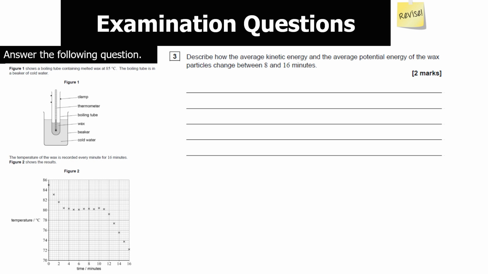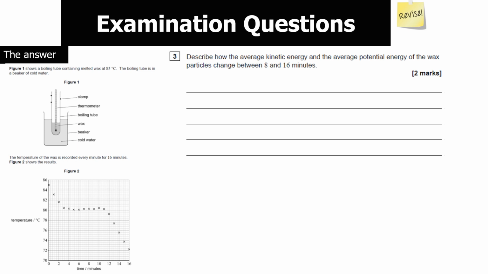The next question says, describe how the average kinetic energy and the average potential energy for the wax particles change between 8 and 16 minutes. So pause the video now, then unpause the video when you want to go through your answer. Right, so how do you answer this one?